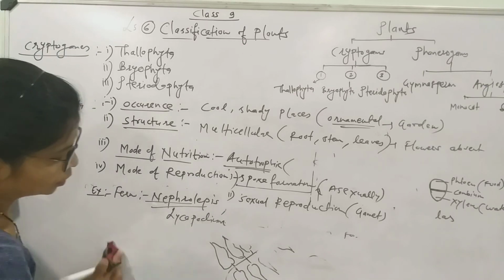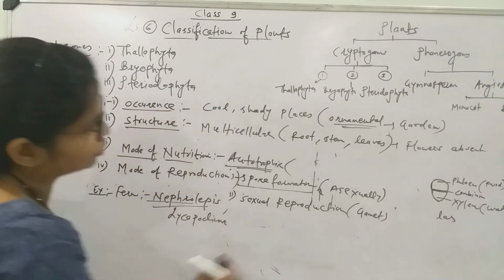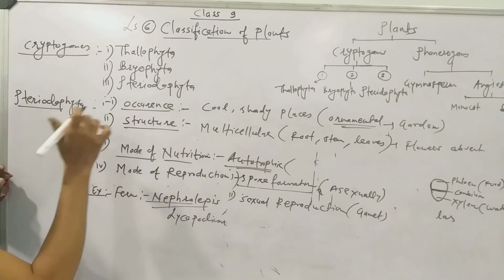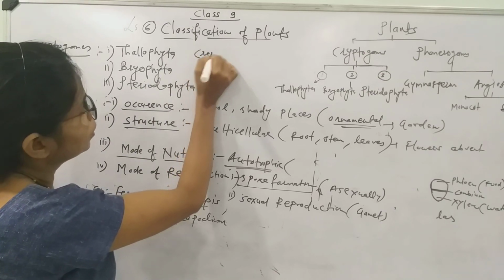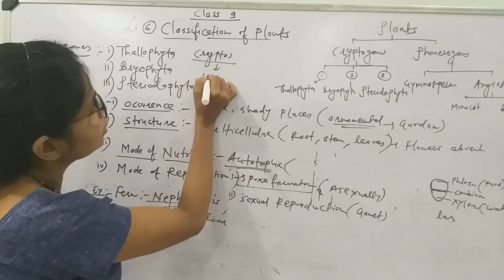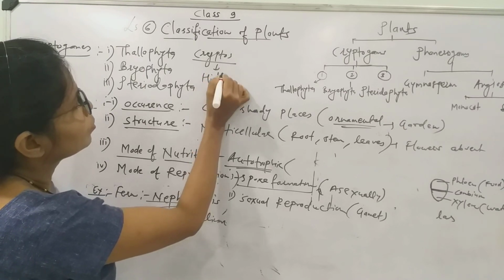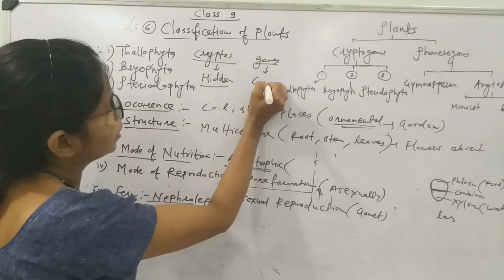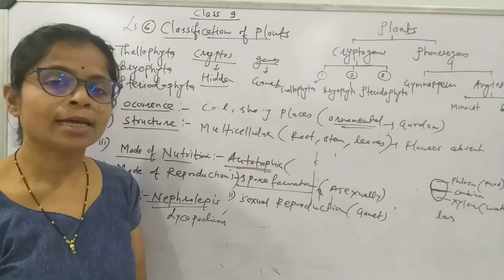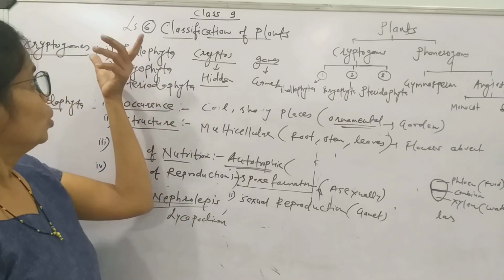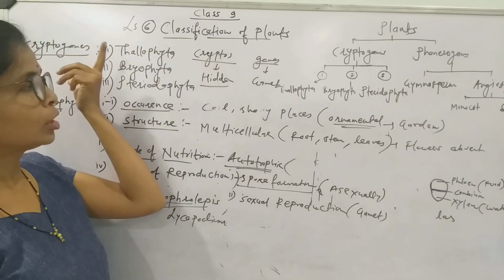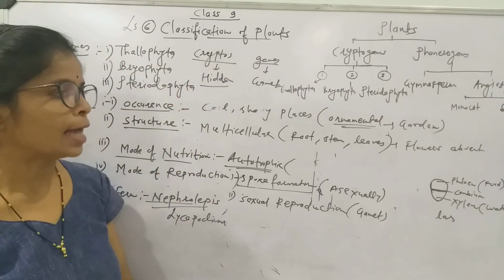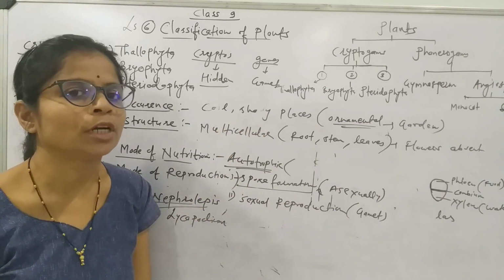So see, all the divisions we have studied. Why are these divisions called cryptogams? Now the meaning of crypto is hidden, हिडन म्हणजे लपलेले, and gams means gametes. Now as there are hidden gametes, this group of plants is called cryptogams. And in this way, all the divisions we have studied.